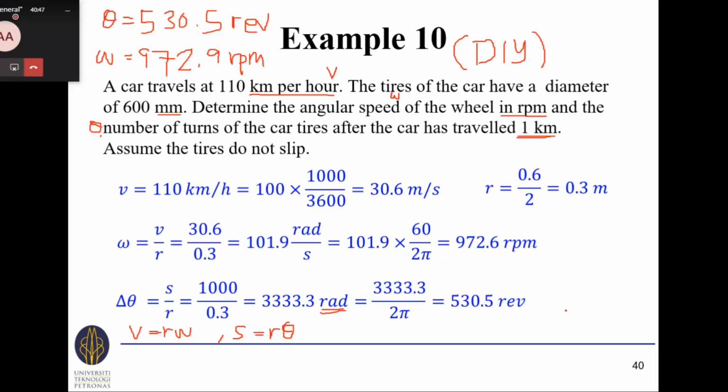Any questions so far? No, but just need like 5 minutes to process everything. Yes, no problem. Why 60 again for the angular speed? You know the 101.9 multiplied by 60 over 2 pi. Why 60? Because 1 minute is 60 seconds. Oh yeah, rounds per minute. Oh God. Please check again, everyone.